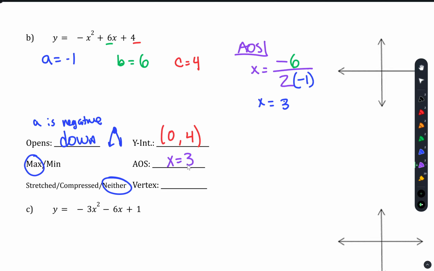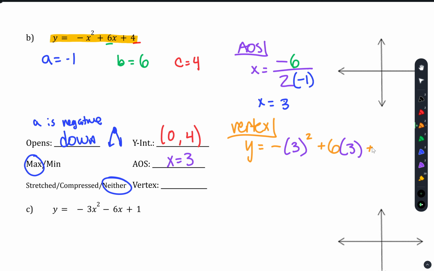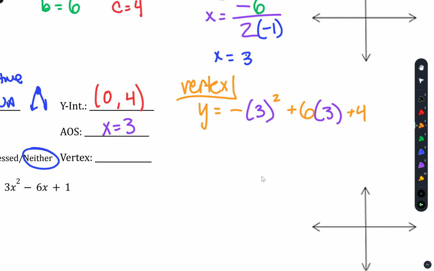And then how do I find my vertex? We're going to take our original equation and we're going to plug in our x value. So this is, be careful here, look at where the negative is. The negative is on the outside. Negative 3 squared plus 6 times 3 plus 4. What does this first part simplify to?